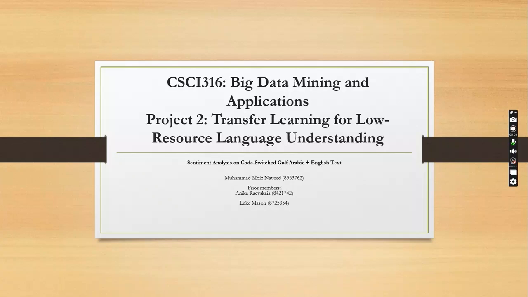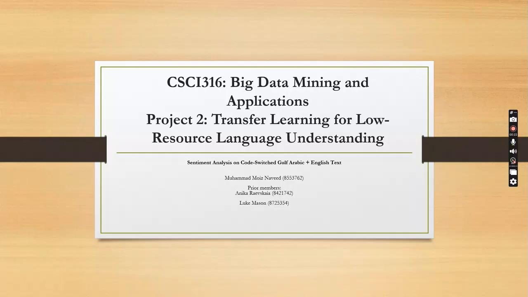Today we'll be doing a 316 project on transfer learning for low resource language understanding. In this project, we basically tackle a real problem that affects us in the UAE: how to make AI understand the way we actually speak, in a mix with English, using code switching.